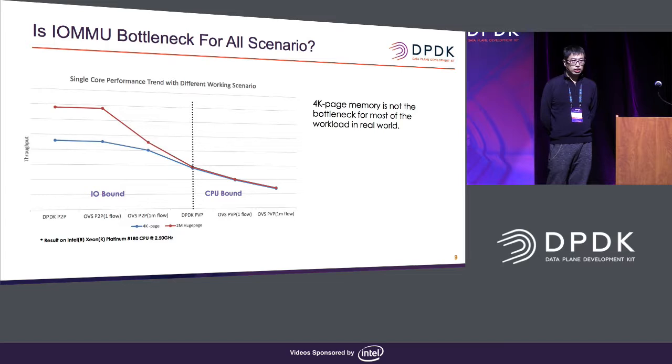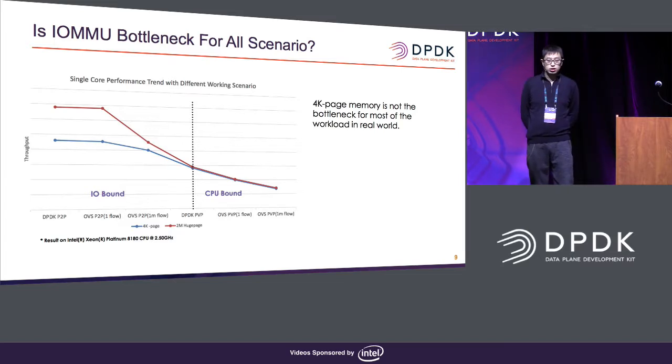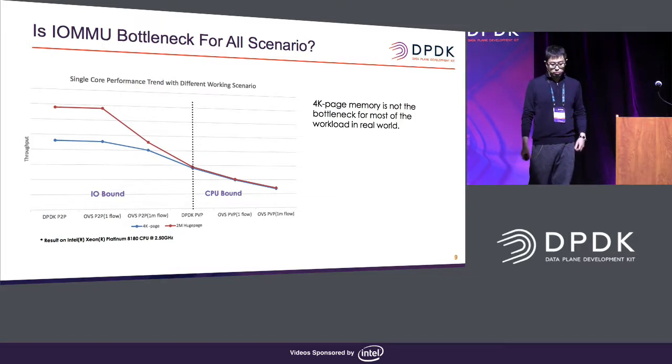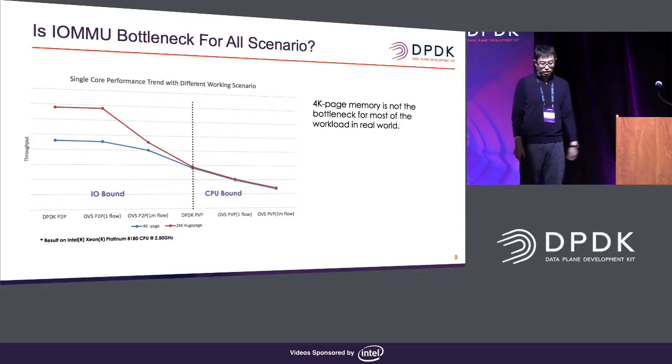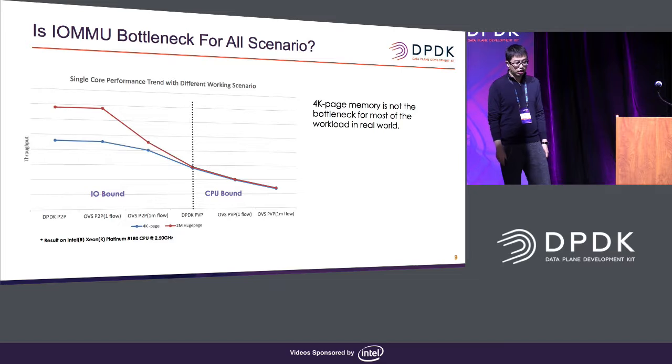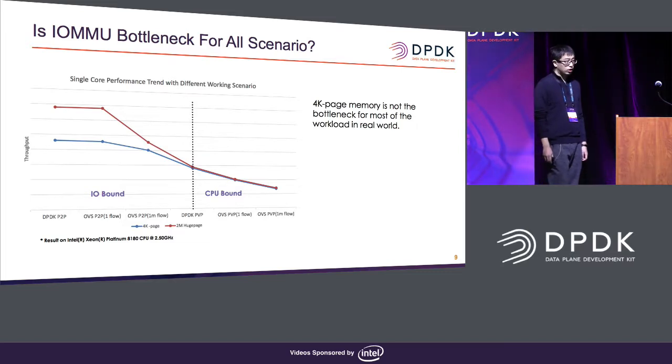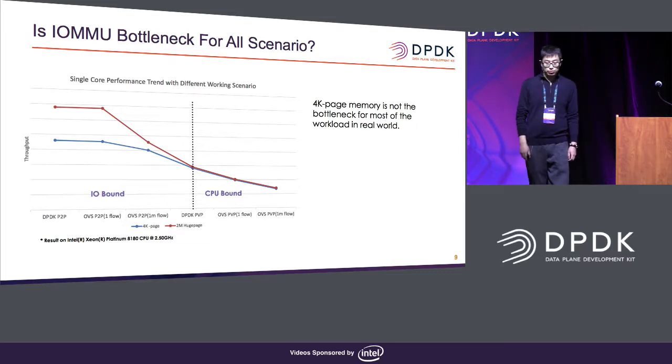But that scenario is too simple, and it's always a lab scenario. So let's see what happens in the real world. We tested performance for several test scenarios. The first is DPDK physical to physical, which we listed in previous slides. We also tried OVS-DPDK with 1 flow and 1 million flows for NIC forwarding. Also, we tried the DPDK PVP scenario.